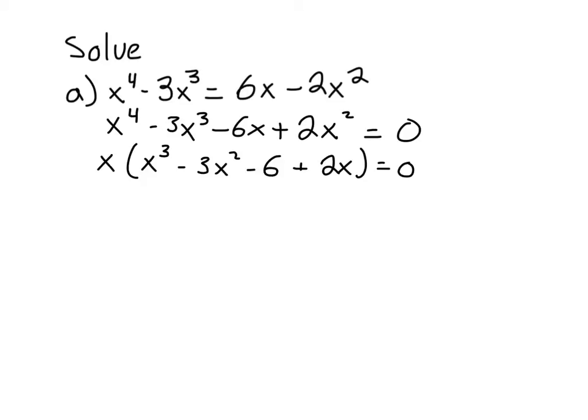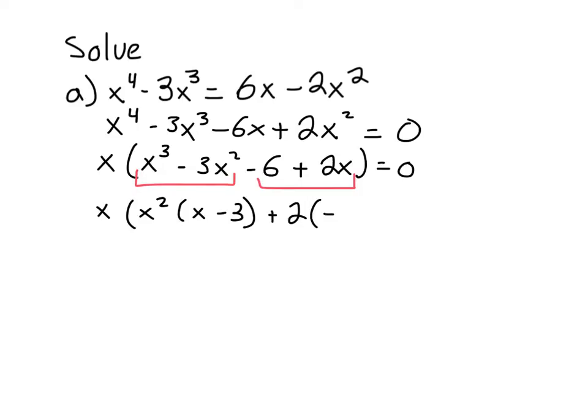Well, if I look at these terms, there is an x squared that's common between them. And if I look at these terms, there's a 2 that's common between them. So I'm going to go ahead and pull out those things. So I'm going to pull out an x squared here, and I'll be left with an x minus 3. And then for this side, I'm going to pull out a 2, so I'll be left with, that should be plus, I'll be left with a negative 3 plus x.